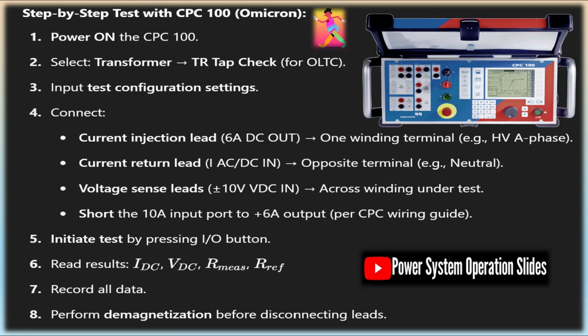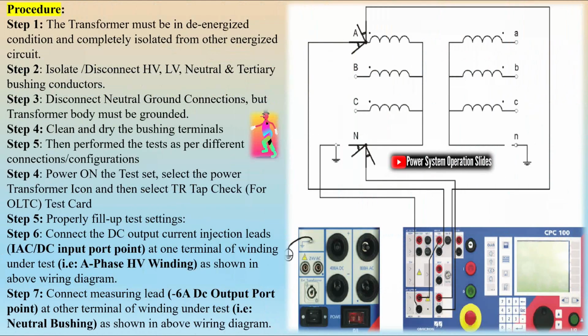Evaluation of results, pass criteria: phase resistance deviation less than 2% for the same winding. OLTC step variation: smooth variation, no jumps. Resistance should align with factory test reports corrected to 75 degrees Celsius. A sudden increase indicates a possible loose contact or carbonized joint.